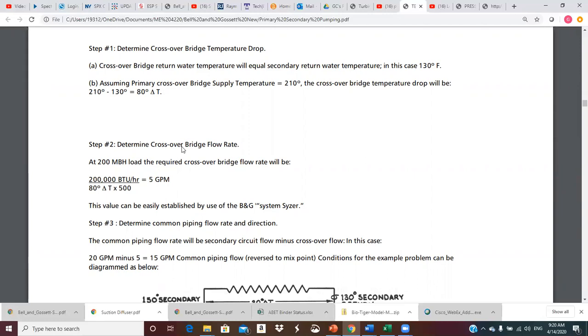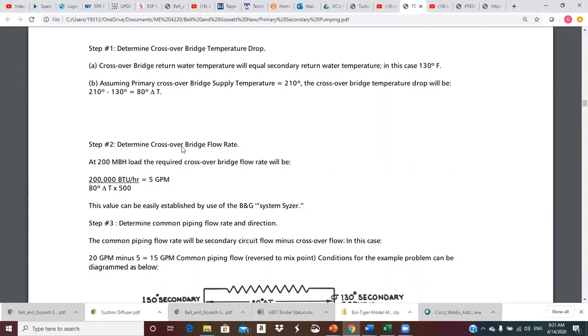Okay, step 2, determine crossover bridge flow rate. Well, there's the math that we talked through up above. 200,000 is the load, and you divide that by the 80, the delta T, and the 500 out of the equation, and we get 5 GPM. And this system, the B&G system sizer, is a little circular. It's like a slide rule, but it's circles that are put together, and it's got a bunch of lines and temperatures and all that stuff. You can do this kind of stuff on the system sizer instead of using the equation. But you don't have one. I've got a couple of them in the office, but I can't even get to the office right now.